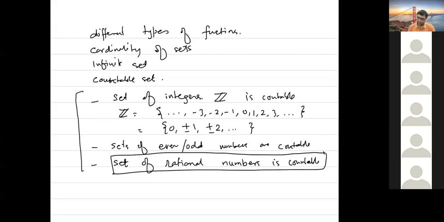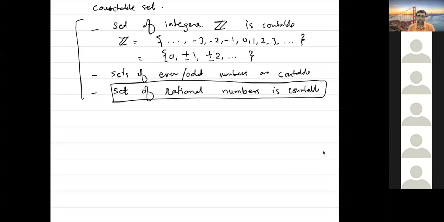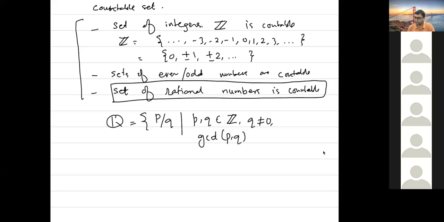So our claim is that the set of integers is countable, the set of even and odd numbers is countable. And my claim is that the set of rational numbers is countable. What do you think about it? Do you know what rational numbers are? The set of rational numbers, denoted by Q, is a set of numbers of the form P divided by Q, such that both P and Q are integers, and Q is not equal to zero. Furthermore, the GCD of P and Q is equal to one, that is, they are reduced. So all fractions are in reduced form.